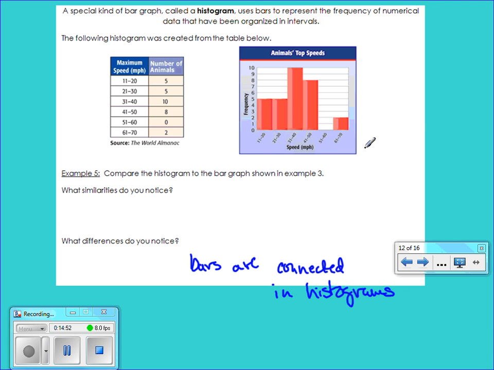And you'll notice when you do your ranges on the histograms, where the first range stops, the second range picks up. So 11 to 20, and then 21 to 30. So 20 and 21 are right next to each other. So we put the bars touching instead of with a gap, because they're not really two separate items. They're ranges for one kind of thing, and in this case, it's the maximum speed. Okay? So on histograms, we have the bars connected, and we have intervals instead of categories.